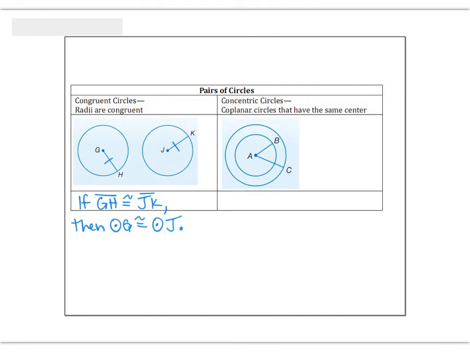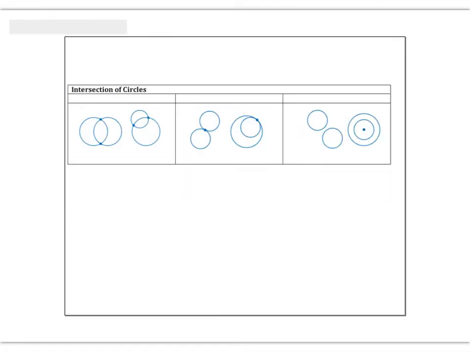So when you have concentric circles, you have to write something like this. Circle A with radius AB, segment AB. Now you know which circle I'm talking about: the smaller circle. I could also write circle A with radius AC, and then you would be able to tell that I'm talking about the bigger circle. Technically both of them are circle A, but when they're concentric circles, you should be more specific by using the radius.